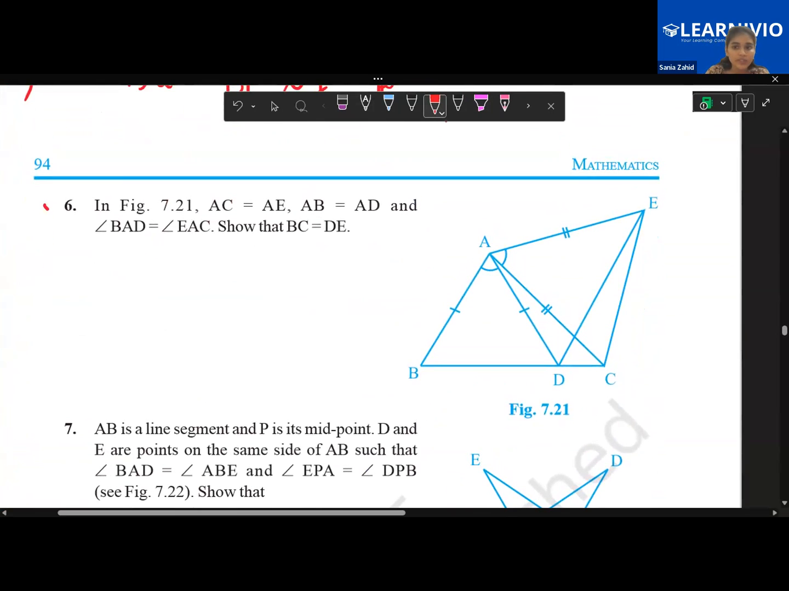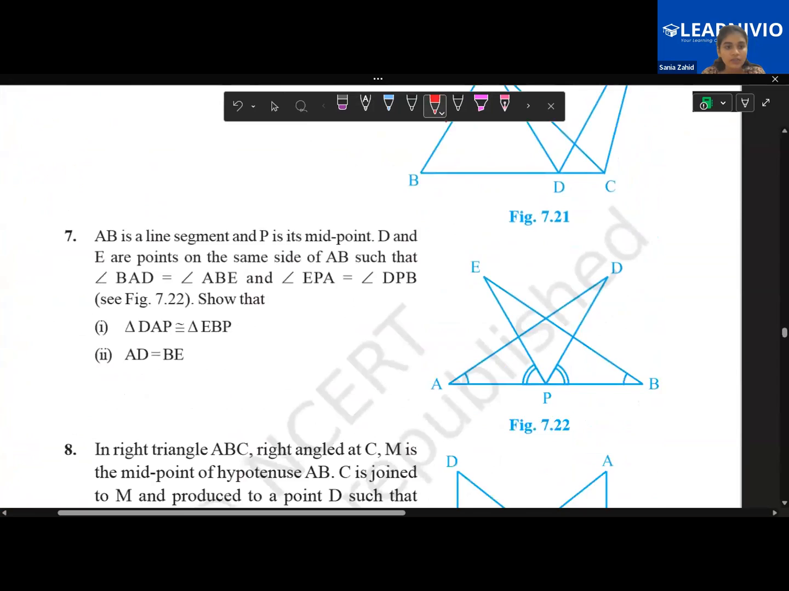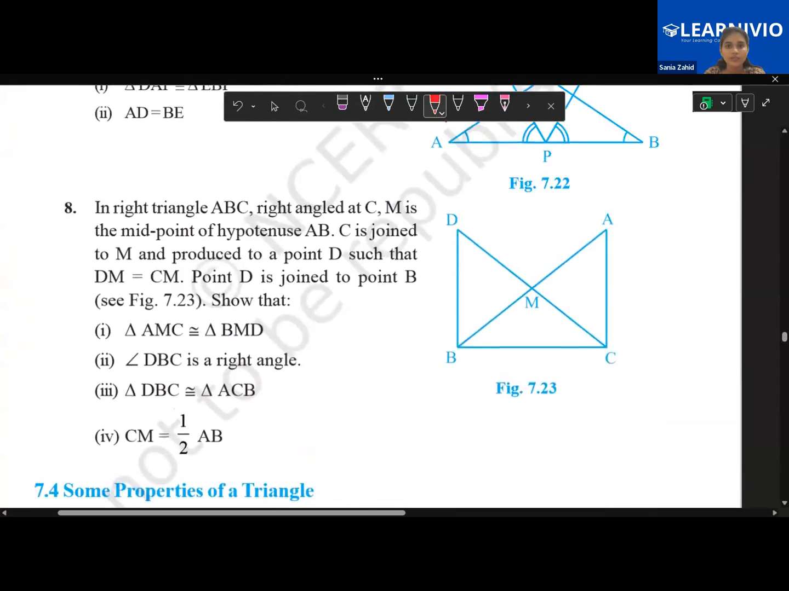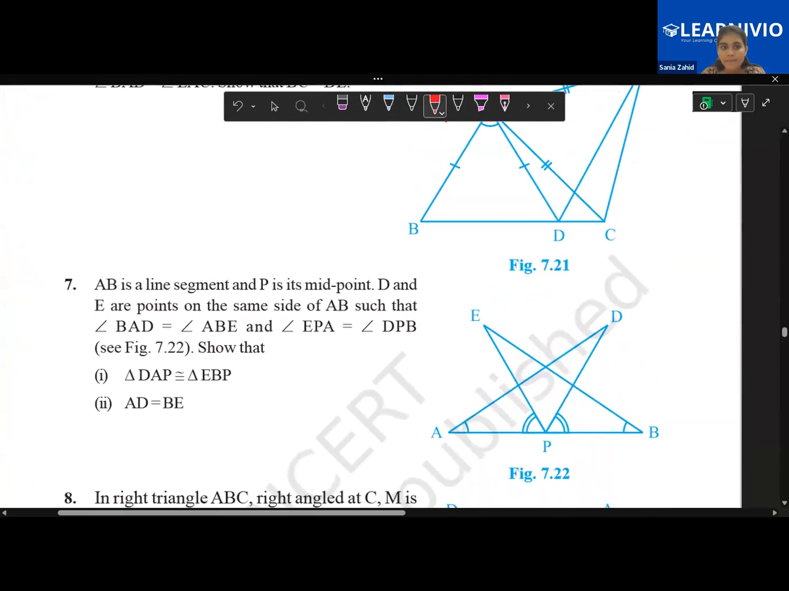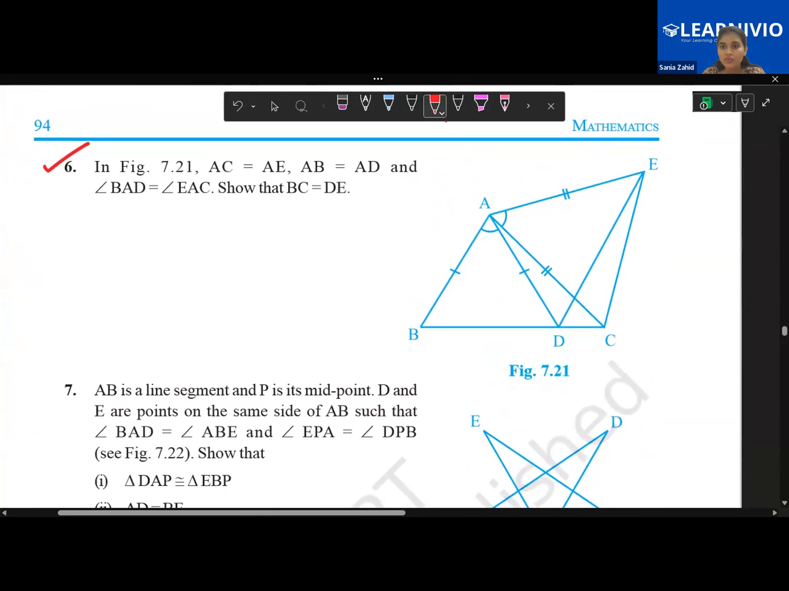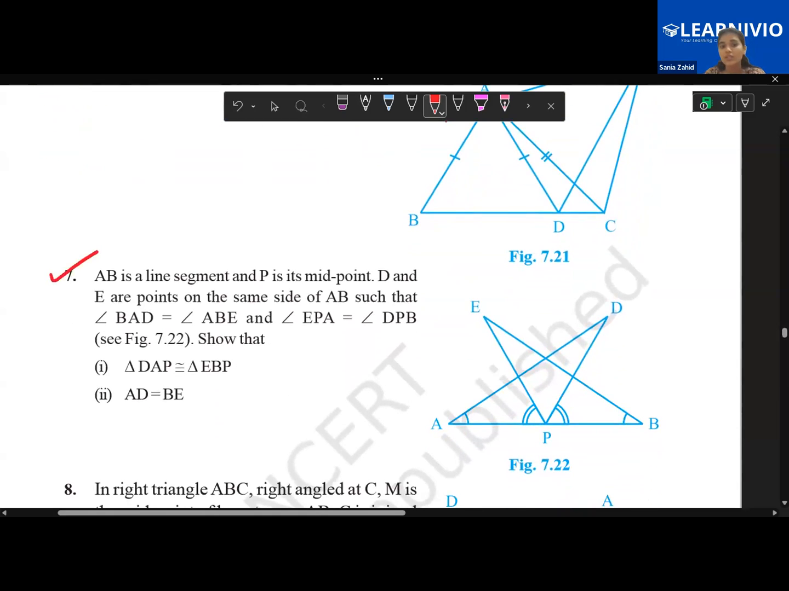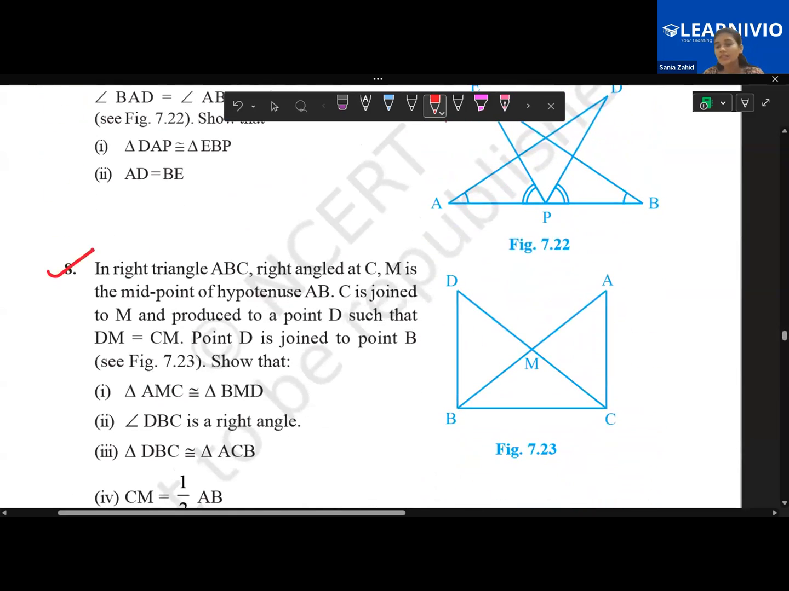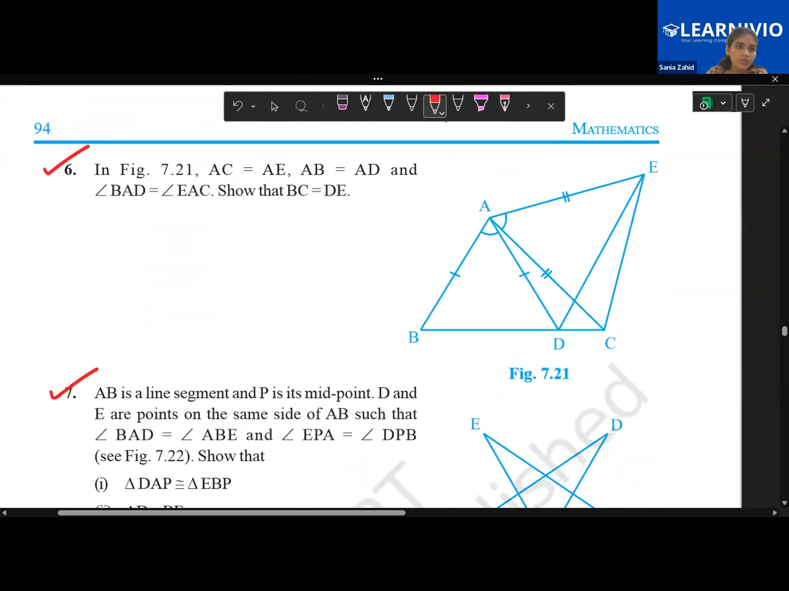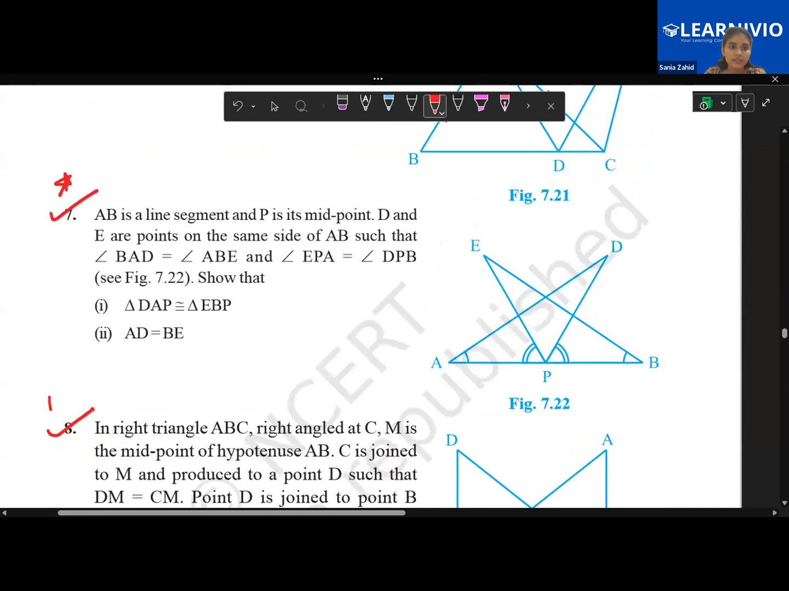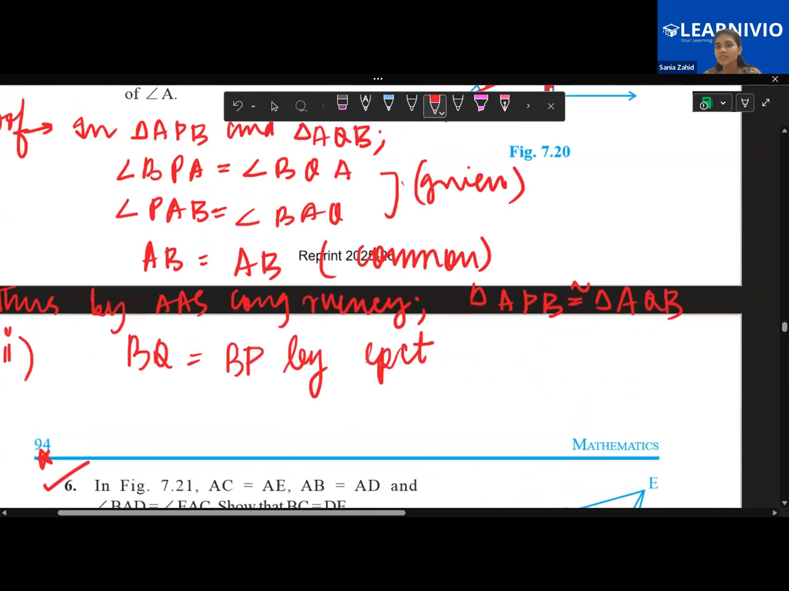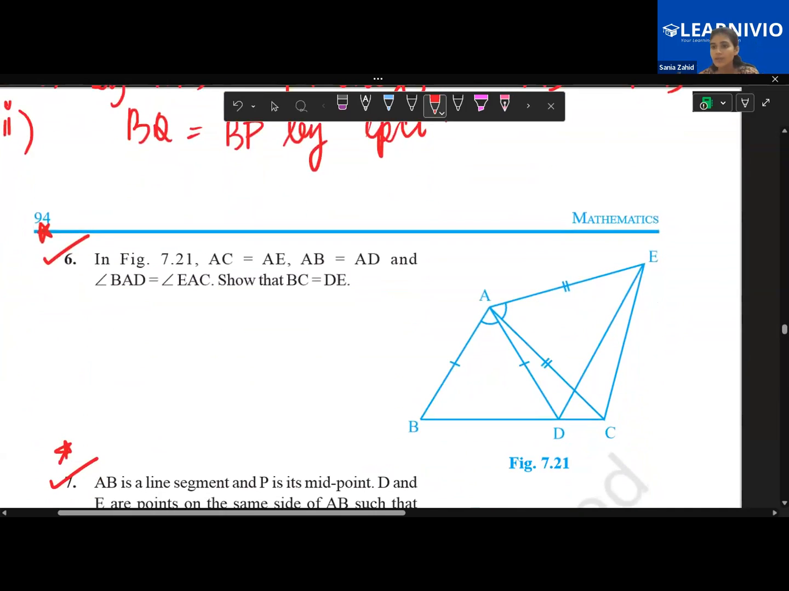This is a very good question now. And then you have a total of 8 questions. Let's do this one only we'll do first. Now see children, 6th question, 7th question and 8th question. These 3 are very important. So all of you will make a star mark on 6th, 7th and 8th. Up till now we were studying very easy questions where two of the things were given, the third thing was common and everything like that.